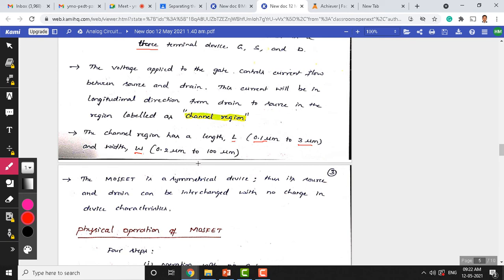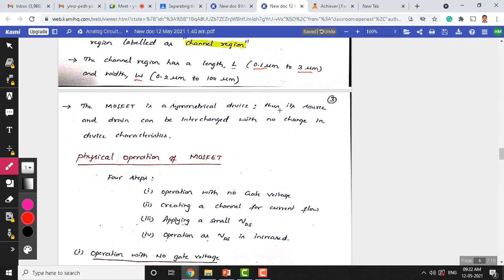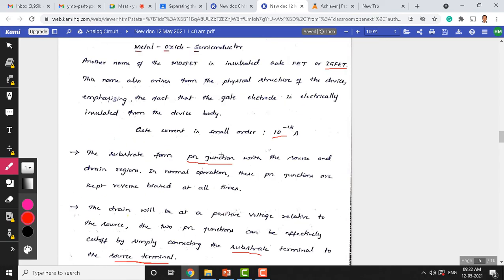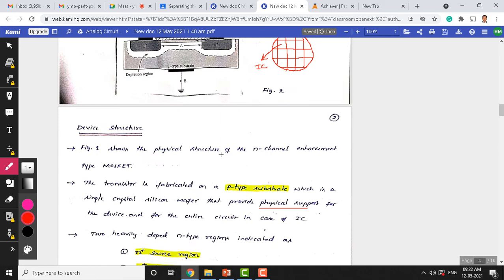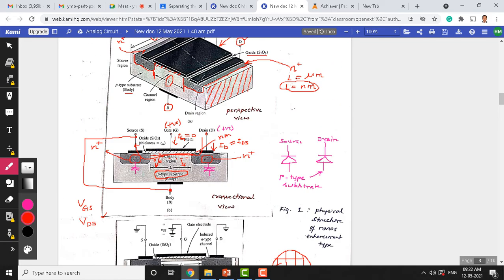Okay. So the MOSFET is a symmetrical device. Its source and drain can be interchanged with no change in the device characteristics, unlike the BJT, which is not a symmetrical device. Let me show you the structure and explain why this source and drain can be interchanged. So look at here, this source region is an N plus region, and the drain region is also an N plus region. We do equal doping for the source region and the drain region here.